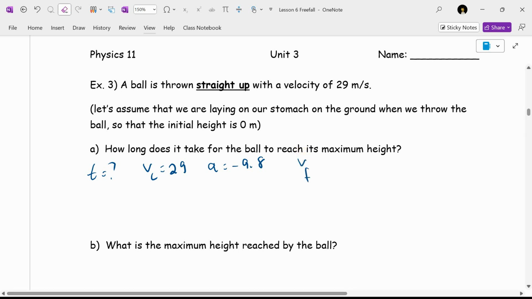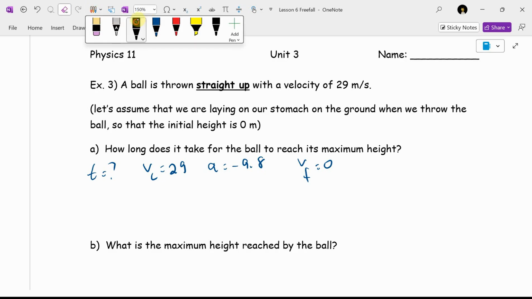And so VF is not 0 on the ground. Do a belly flop onto the cement, it will hurt. VF at the top for a split second will be 0. Maddie, I'm looking for an equation that's got a T, a VI, an A, and a VF in it. There is one. VF equals VI plus AT. Get the T by itself, please.